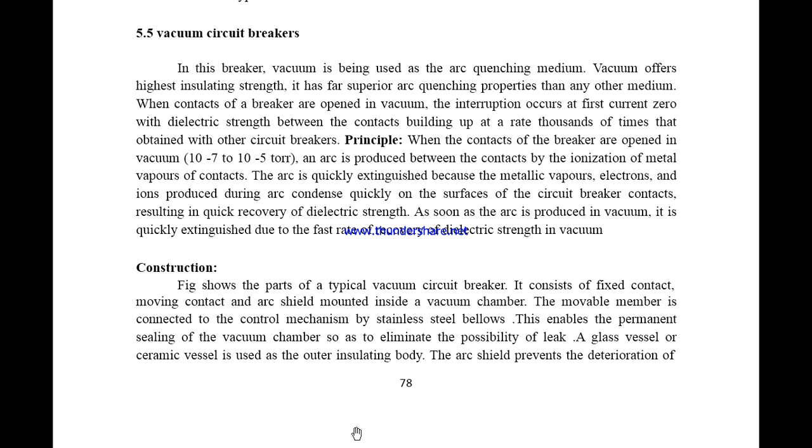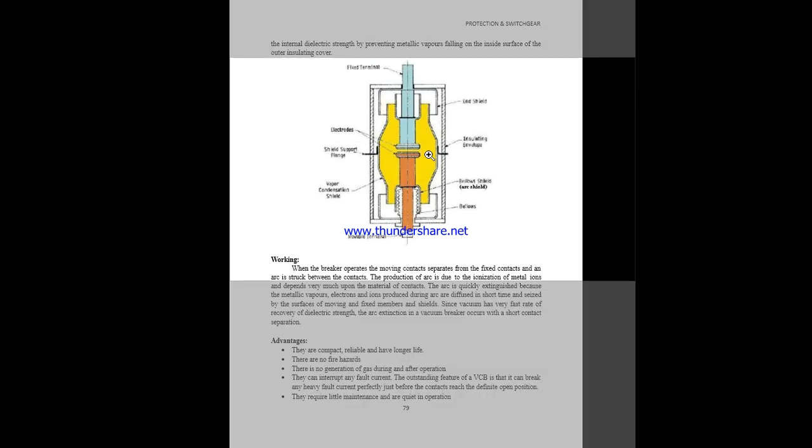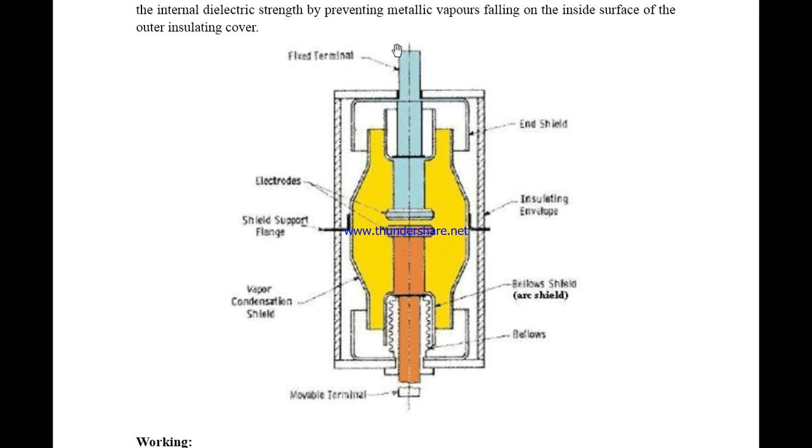So we can see the construction here. This is the construction of the vacuum circuit breaker. Now we have a fixed terminal. This is an arc shield which is used for protection, and at the center we have the electrodes. Here this is the vacuum medium. This is the insulating envelope. The shield is used for support of the flange. This is a vapor condensation shield, the yellow colored covering, and then the bellows of the shield in order to operate it under varying pressure. And finally the moving terminal.